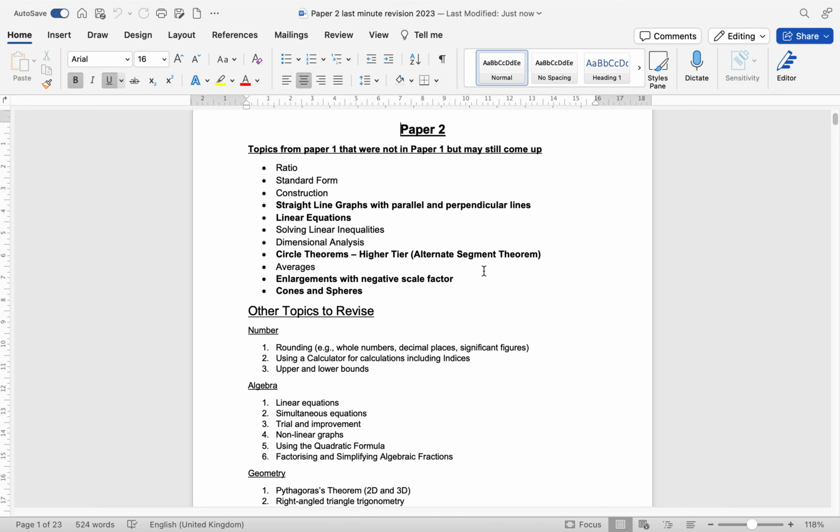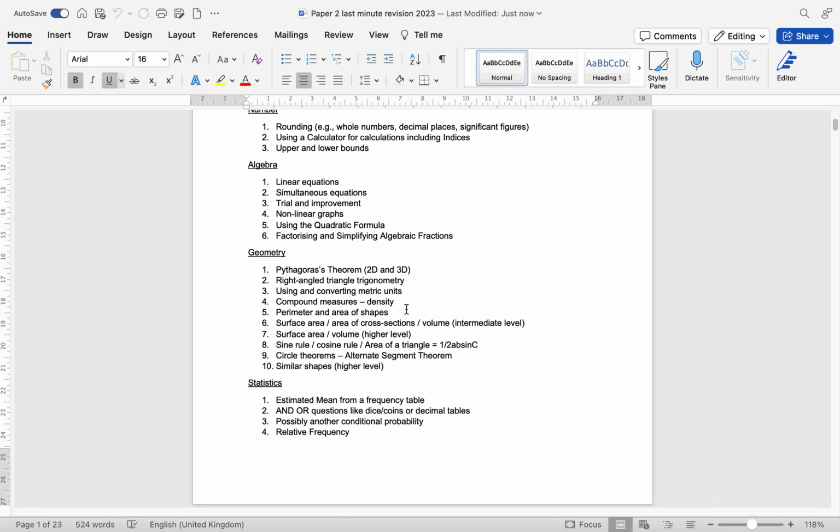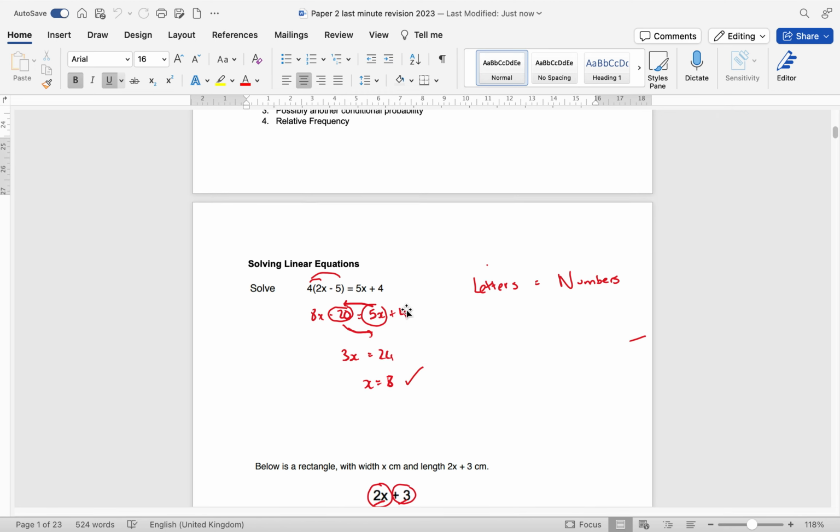So our revision list is on the front. The top section is stuff we revised for paper 1, and it was in our booklet that we did last Friday, and I just want you to go back and have a look at them because they didn't come up in paper 1. Have a little read. Then there's some other things that we didn't look at for paper 1 that we'll look at here.